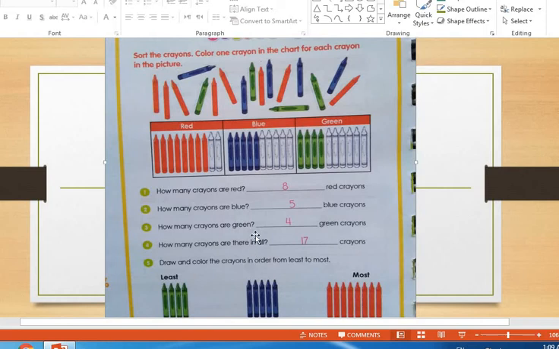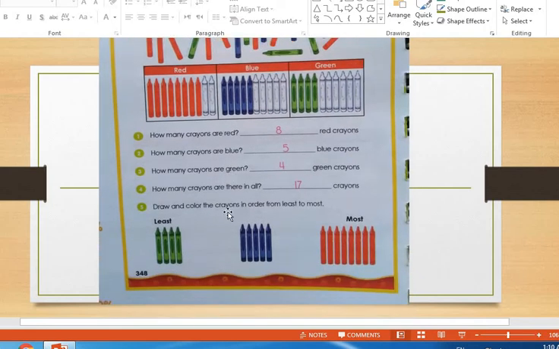How many crayons are there in all? Yes, all. Here I will make plus. We will make plus. 8 plus 5 plus 4. After 8, 9, 10, 11, 12, 13. Here, after 13, 14, 15, 16, 17. So the answer will be, Miss, 17. What did we do now? 8 plus 5 plus 4. Or we can count all of this, Miss.